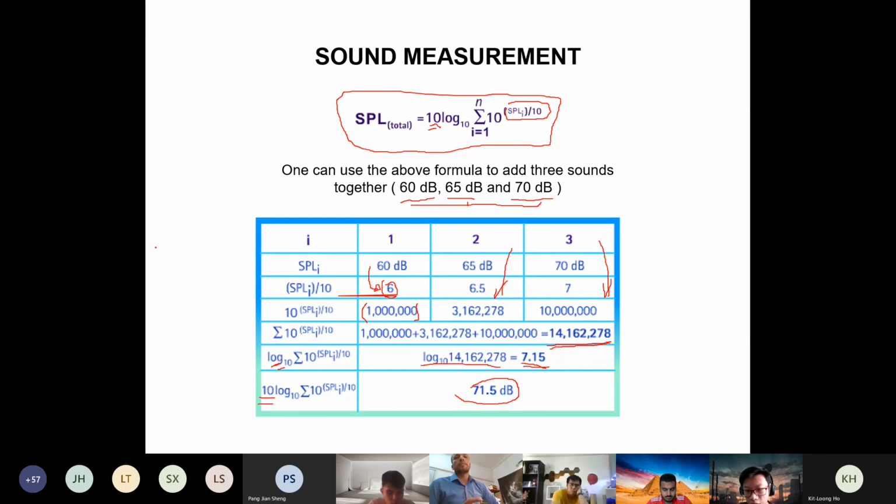Okay, is this clear? Yep, Gloom, is this clear, right? Yep, clear.